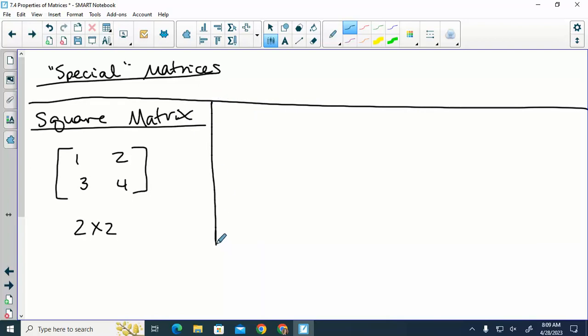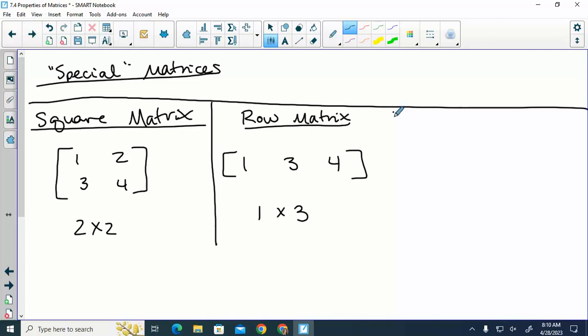Okay, second special type, we could have a row matrix. Just one row. What do you think the dimensions on that are? 1 by 3. So if you have one row, it's a row matrix.